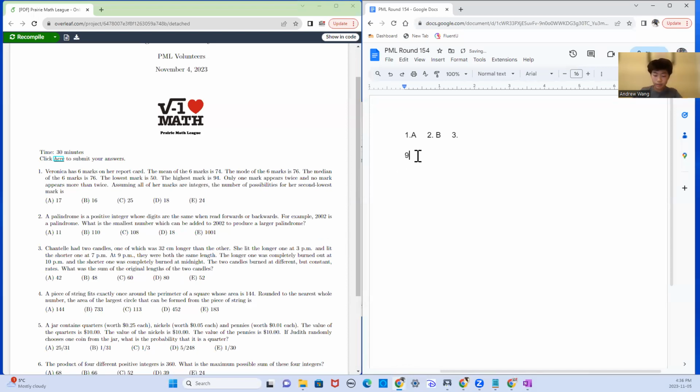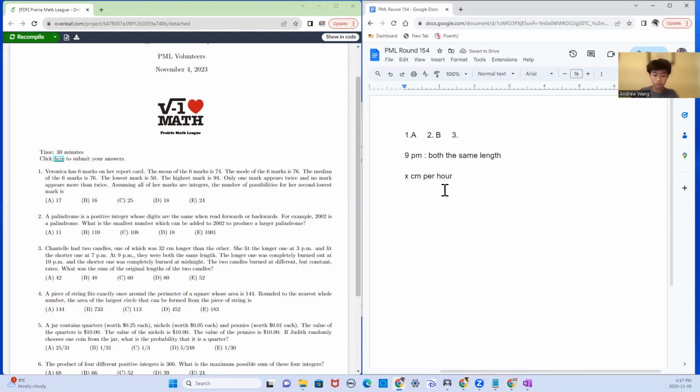So at 9 p.m., we know they were both the same length. The longer one was completely burned out at 10 p.m. and the shorter one was completely burned out at midnight. So we can use X to represent the speed of them burning, X centimeters per hour.